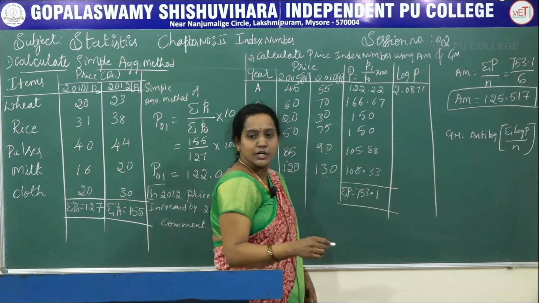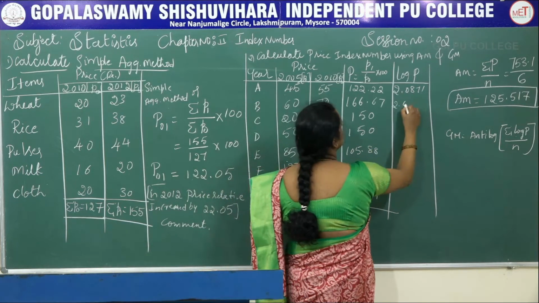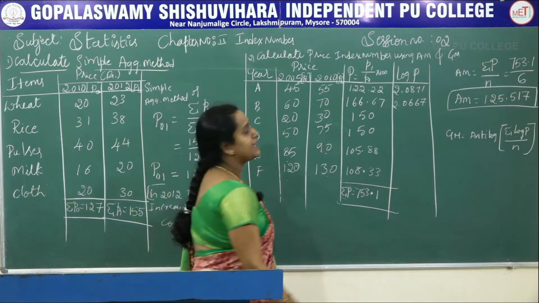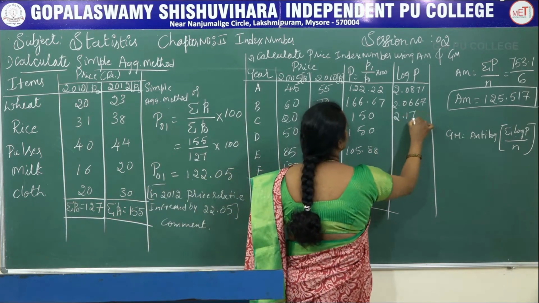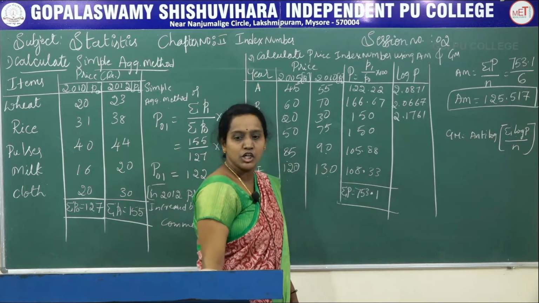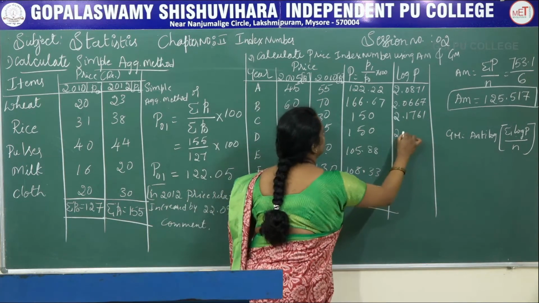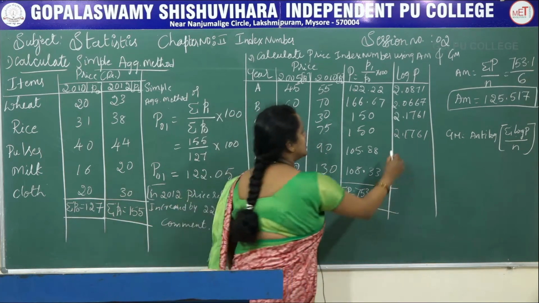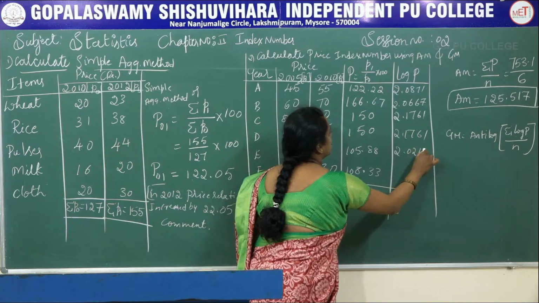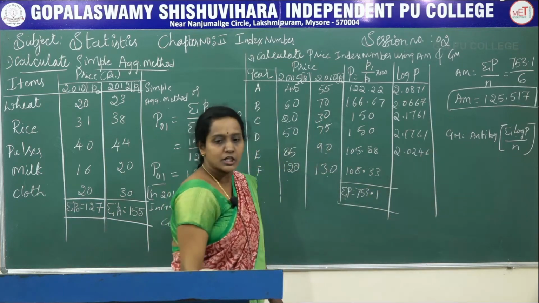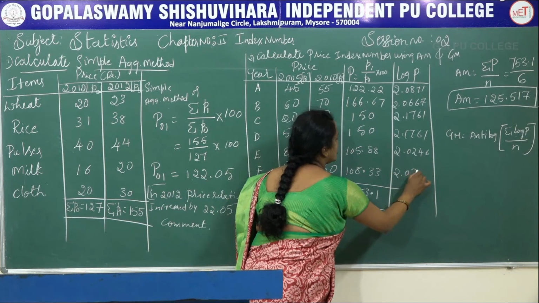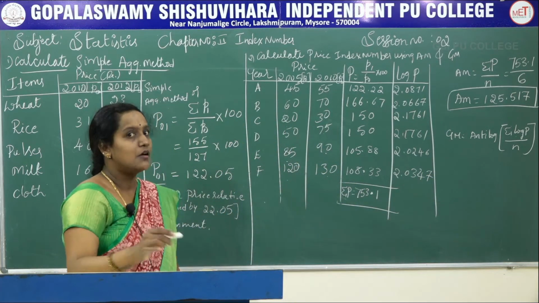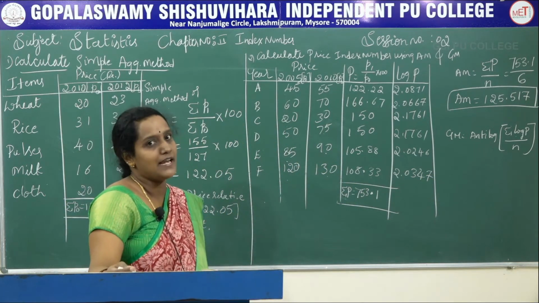2.0871, 2.0667, 2.1761, 2.1761, next 2.2046, 2.0347. These are the log values for these capital P values.